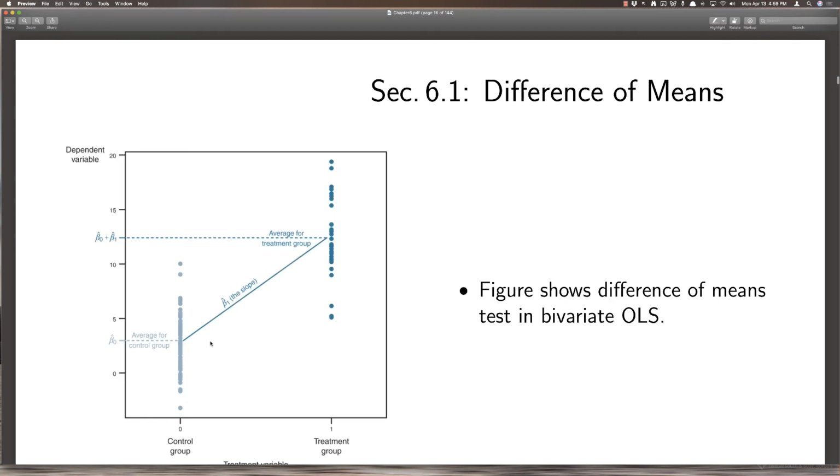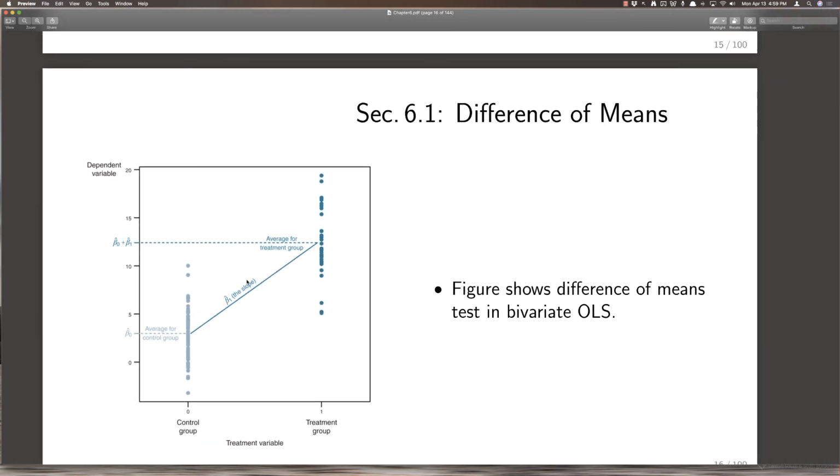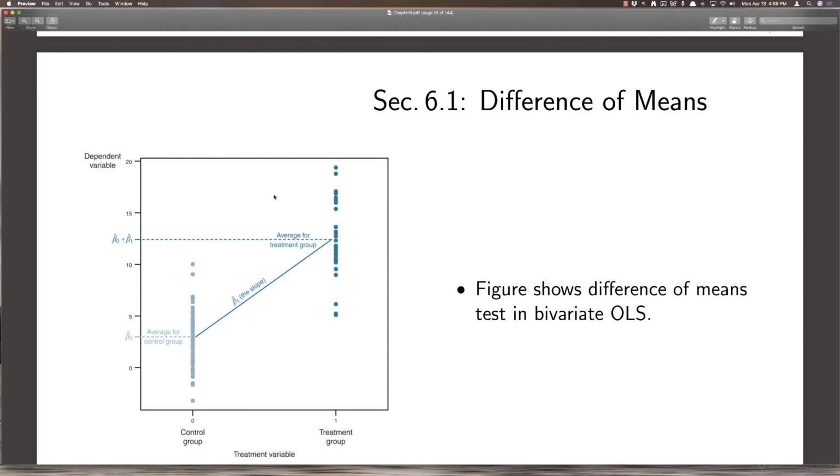So here is a version of that, let's see if I can get this all on the screen here. There we go. So this is what it would look like in the scatter plot. Now the scatter plot looks a little bit weird here, right? Because notice the x value, the value on the horizontal, can only be 0 or 1, right?